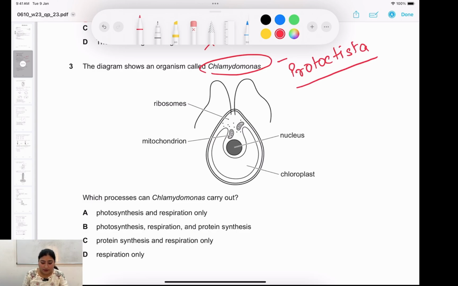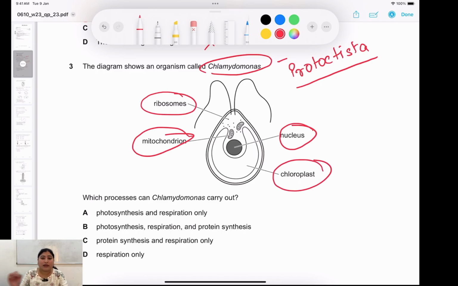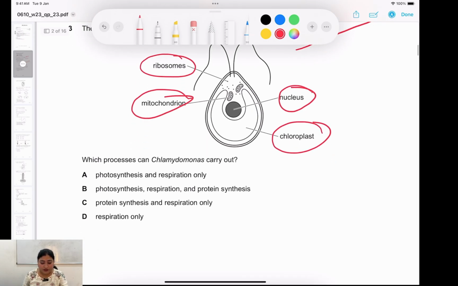Okay, so ribosome means this organelle is used for making protein. If we talk about mitochondria, it's for aerobic respiration. If we talk about nucleus, it codes for mRNA or it stores DNA. And if we talk about chloroplast, it is for doing photosynthesis. So let's see which processes Chlamydomonas can carry out. So we have photosynthesis and respiration only. Let's see other options also.